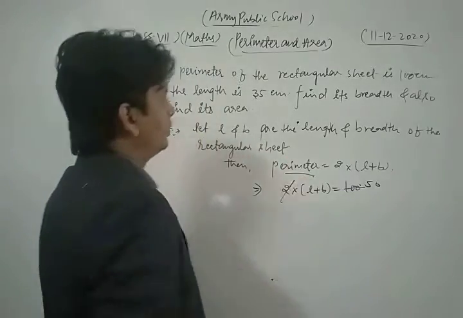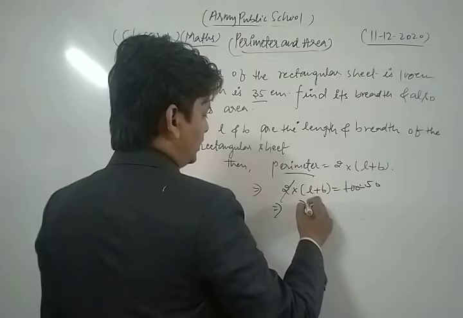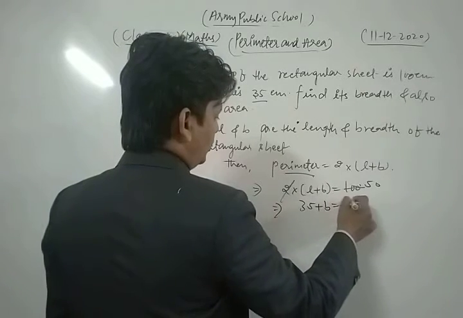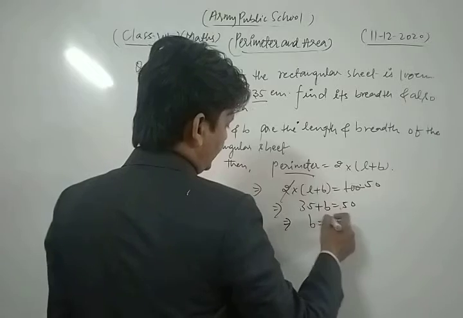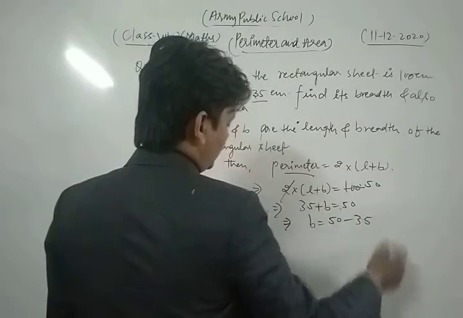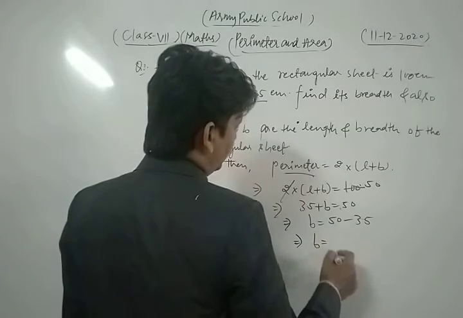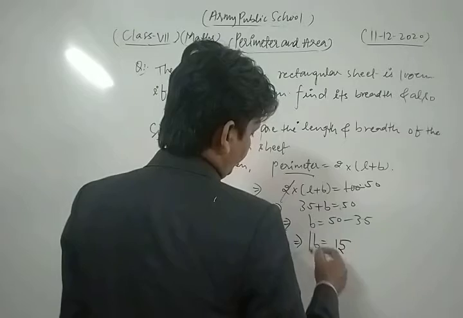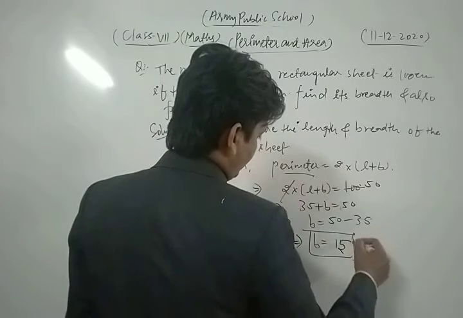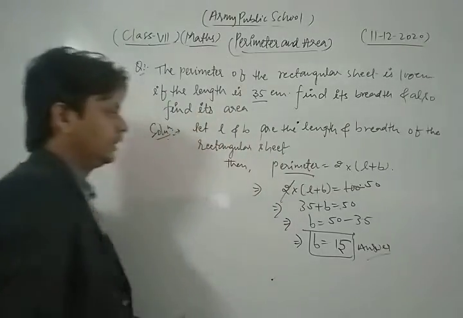The length of the rectangular sheet is 35. Thus here we put 35 plus B is equal to 50. Thus the value of B is 50 minus 35, which is 15. Thus the breadth of the rectangular sheet of paper is just 15. This is the required solution of the given question.